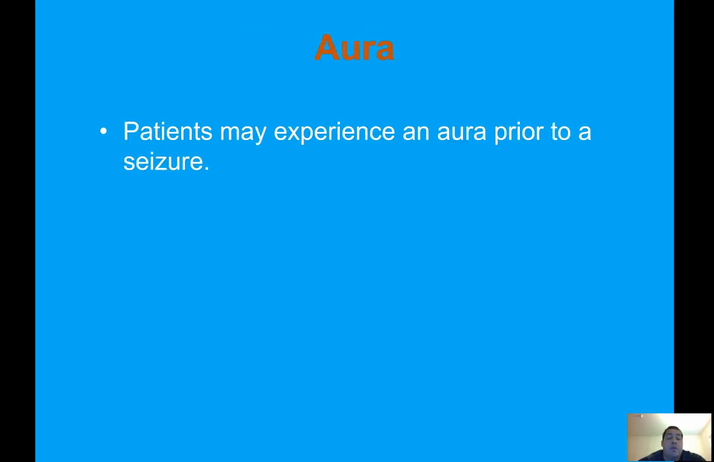Aura. So patients may experience an aura prior to the seizure. This is anything from vision changes to an unusual smell, and some patients have this. They kind of know when their seizure is about to start.